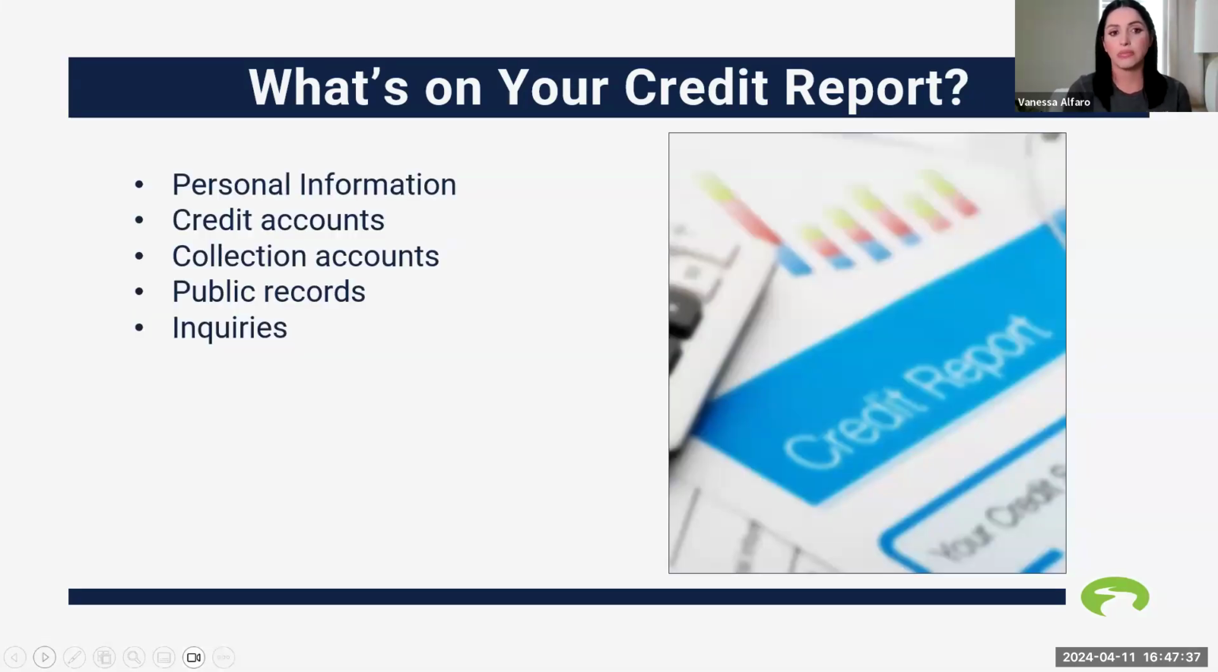So on your credit report, you might see personal information: your legal name, previous names, addresses that you've lived at, maybe even your employer, and all your credit accounts. That includes your mortgage, your credit cards, personal loans that you've taken out, autos, any credit accounts that you currently have active and open.